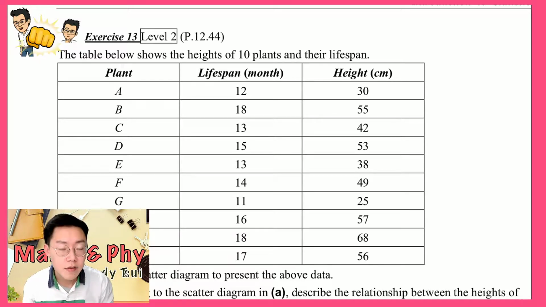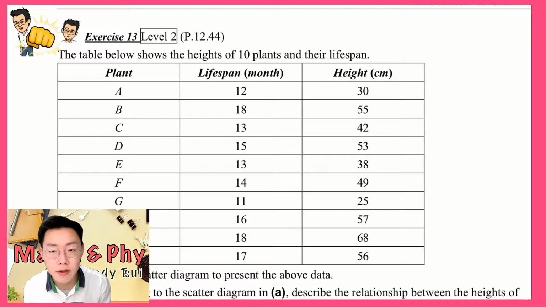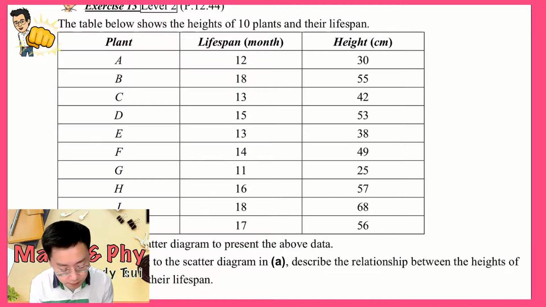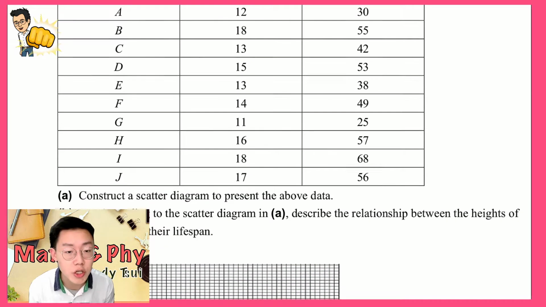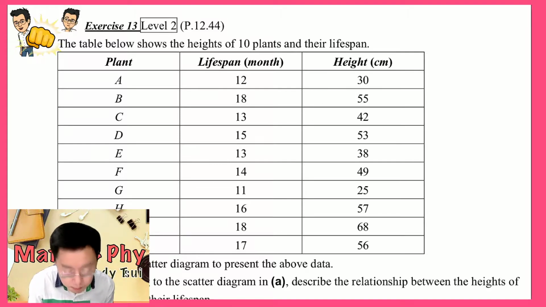Alright, so now it's time for exercise 13. Here you can see the table shows the height of 10 plants and also their lifespan. The first column on the left-hand side has the names of the plants: A, B, C, D, E, F, G, H, I, J, and the middle column is the lifespan. The unit is month.